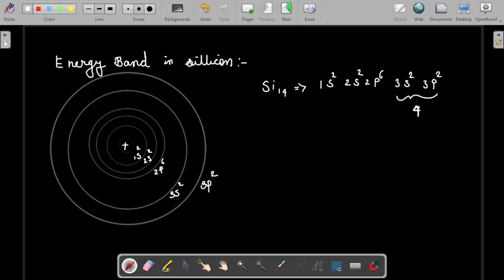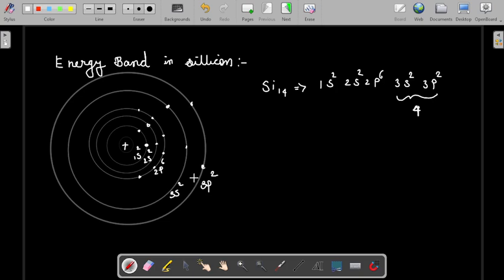Half filled means it is partially stable. If it is full, it is fully stable; if it is half full, it is partially stable. So we are going to draw here. Let's take this as reference. 2 electrons will be here, and it can be at any state. In the 2s and 2p, there are 2 electrons and then 6 electrons. Then in the third shell, the 3s will have 2 and the 3p will also have 2.